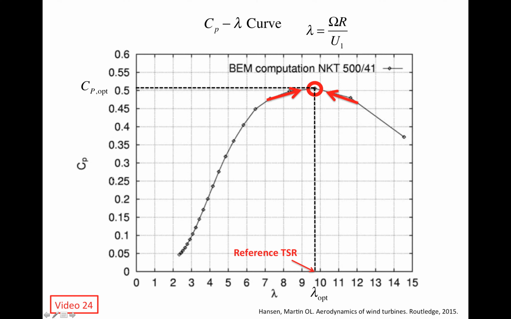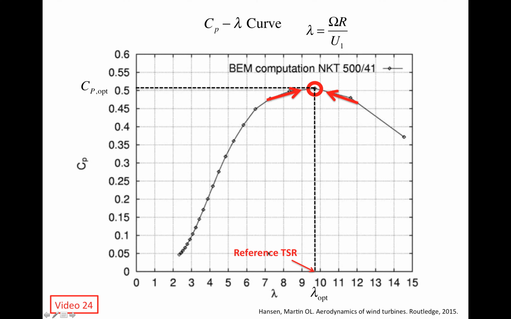So here is the CP-lambda curve that we have looked at in video 13 and also in video 24, right? We looked at this CP-lambda curve in several previous videos, actually. So the control system has a record of the optimal tip speed ratio, lambda_OPT, which gives the maximum power coefficient, the CP_OPT, right? This recorded tip speed ratio is sometimes called the reference tip speed ratio, or reference TSR.